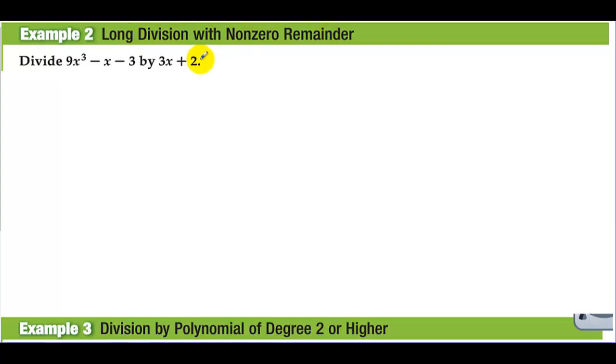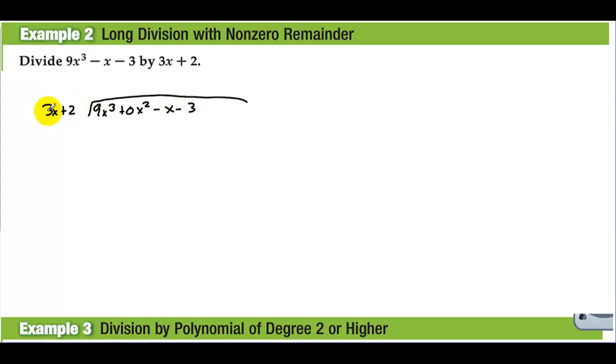Long division with non-zero remainder, divide this by 3x plus 2. So we're going to do this with long division. So we'll put 3x plus 2 on the outside. And then we have 9x to the third plus 0x squared, because we're missing an x squared. So we want to represent that x squared with a 0. And then minus x minus 3.